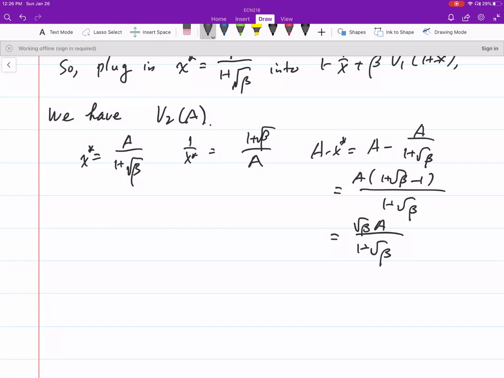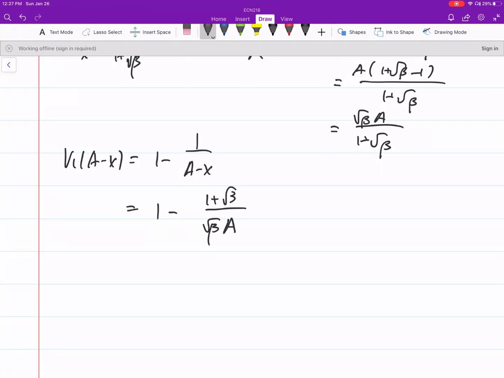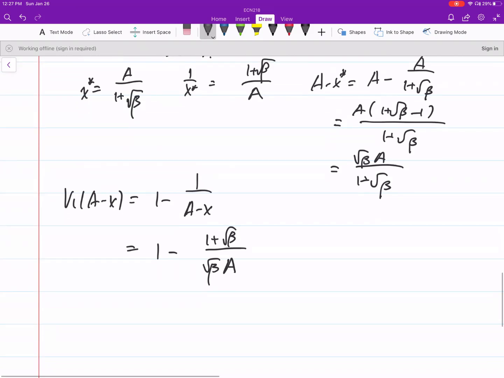And then remember what v1 of a minus x is. This is 1 minus 1 over a minus x, right? So if we plug this one inside over here, then we have 1 minus, again, 1 plus root beta over root beta times a. All right, and it's not done yet. This is root beta. Okay, so now we plug everything into it.